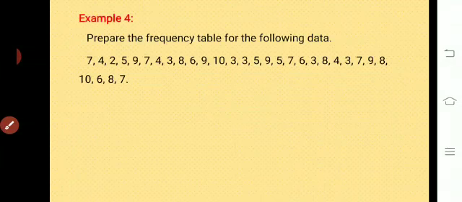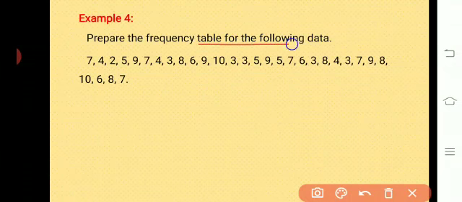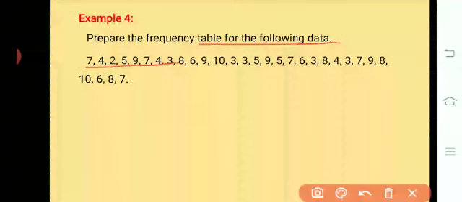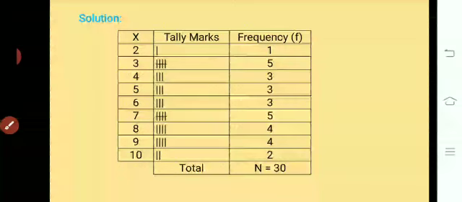Now let's move to one more question, that is, prepare a frequency table for the following data. Here the data is given: 7, 4, 2, 5, 9, 7, 4 and so on. Now here we have to prepare the discrete frequency table for the given data.